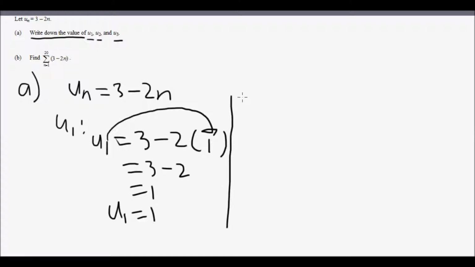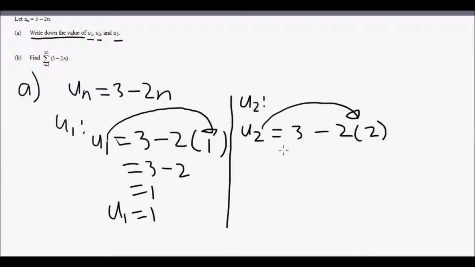Perfect. u of 2, very, very similar thing. We're going to substitute u of 2 equal to 3 minus 2. We carry the subscript of the n over here because we're substituting n, and we'll put 2 instead here. So this is going to be 3 minus 4, and this is going to equal negative 1. So therefore u of 2 is going to equal negative 1.